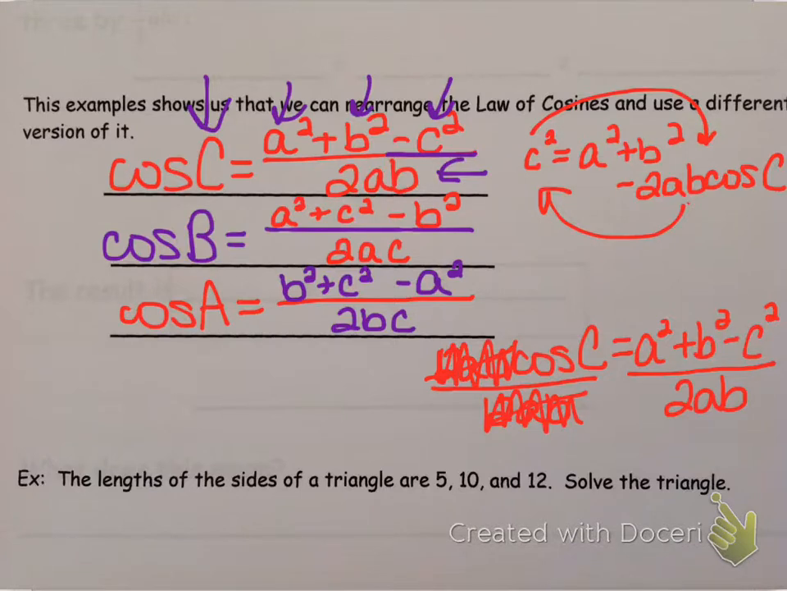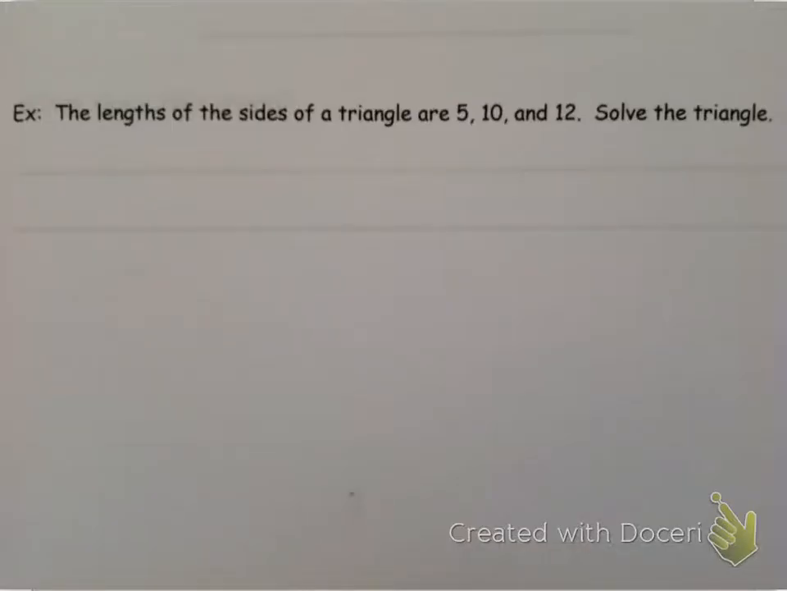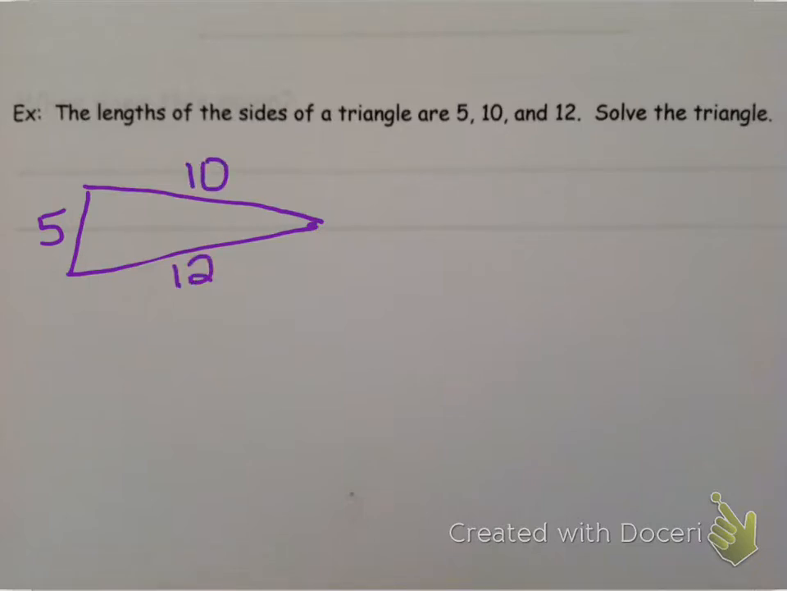Okay, and so we can use that in our rearranged version kind of problem. So the final example, the lengths of the sides of a triangle are 5, 10, and 12. Solve the triangle. So I'm going to draw a random triangle. I'm just going to make one side short, one side long, and of course one side even longer. Okay, so let's say that I say this is the 5, this side looks like it might be the 10, and this side is the 12.